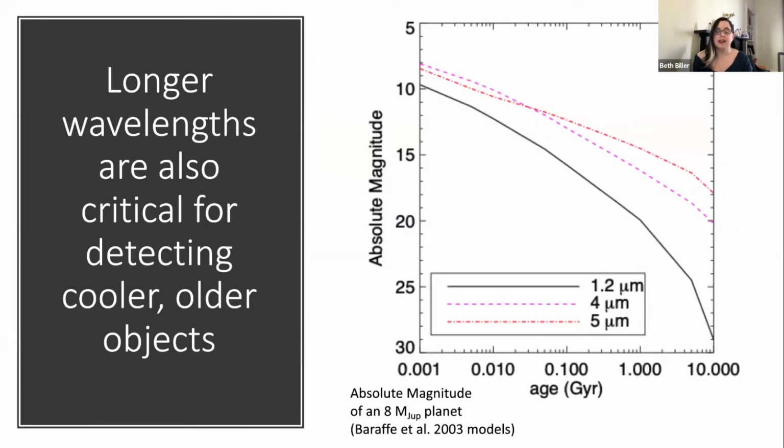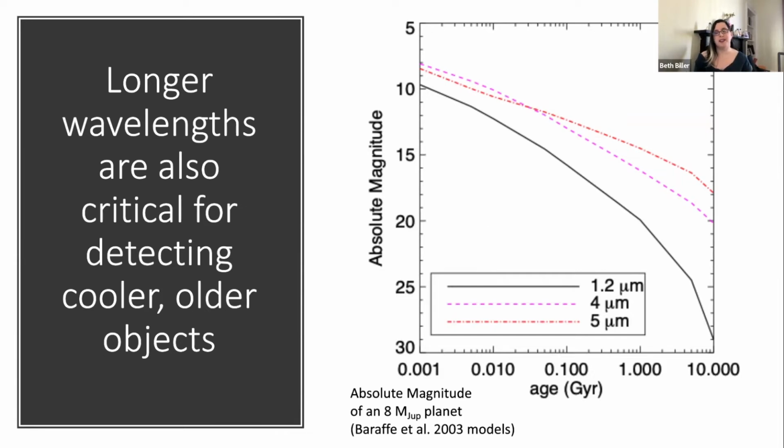So this is the absolute magnitude of an 8 Jupiter mass planet just from the BROF 2003 models, looking in a range of wavelengths, so near infrared into the thermal infrared. A little bit of a confession, this is a fairly extreme model in terms of the difference between the mid-infrared and the near-infrared. This is a hot start model where the planet starts out very large and puffy at early ages. There are also cold start models which start in a lower entropy state.